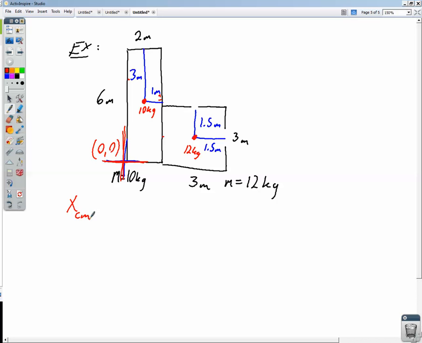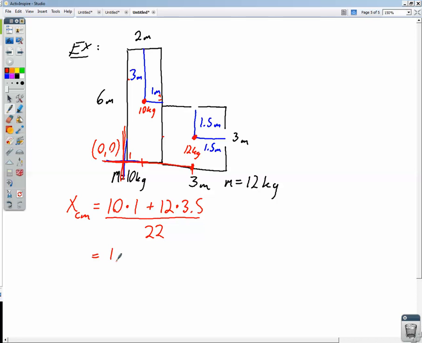So the x center of mass is going to equal the total mass of the rectangular board times his x coordinate with our new coordinate system. So he's 1 unit over right here. So he's at an x coordinate of 1, plus the total mass of the square, 12 kilograms, and he's a total distance 2, plus another 1.5 right there. So that's 3.5 meters over. And we're going to divide that by the total mass of the system, which is 22 kilograms.